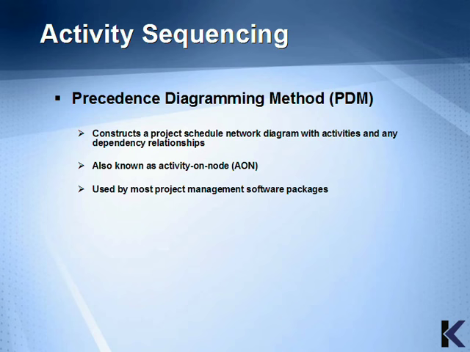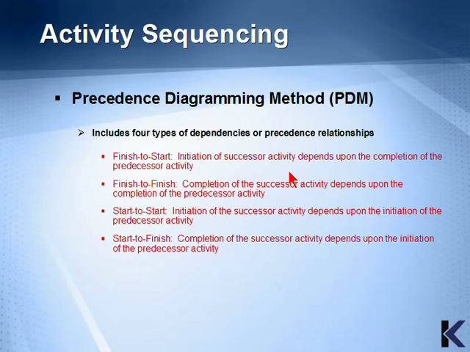The precedence diagramming method, or PDM, constructs a project schedule network diagram with activities and any dependency relationships. It's also known as Activity on Node, or AON, and it's used by most project management software packages. The precedence diagramming method includes 4 types of dependencies, or precedence relationships.